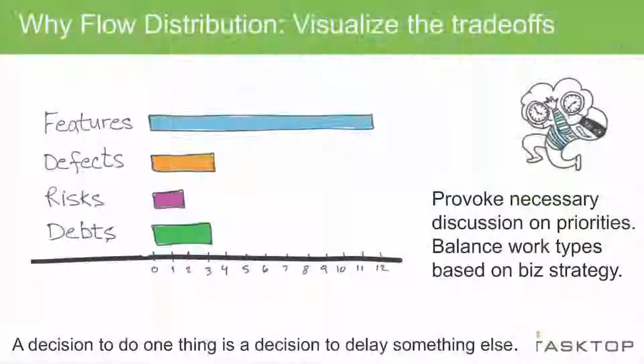So flow distribution here, what we're really doing is having a conversation about prioritization. What is our strategy and what are our explicit prioritization policies? Flow distribution is going to show that for us, right? It's going to provoke these necessary conversations.